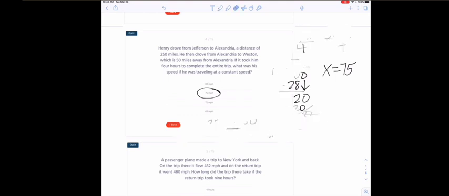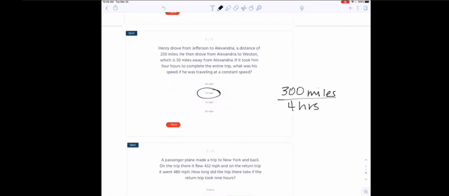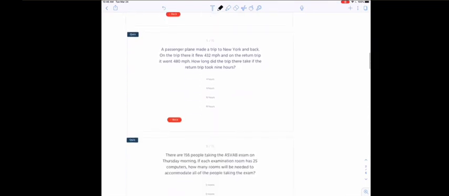Another way you could have done this, I'll show you real quick, is you could have done 300 miles in 4 hours. Well, how do I make this 1 hour? I divide by 4. And whatever I do to the bottom, I do to the top. And that would have given me the same answer. Okay? But if you didn't catch that right away, you can just set it up in our equation, and that helps you find the answer no matter what. So that equation is there to just help you when you get stuck. So if you're not sure, it's okay, let me just put it into my equation.